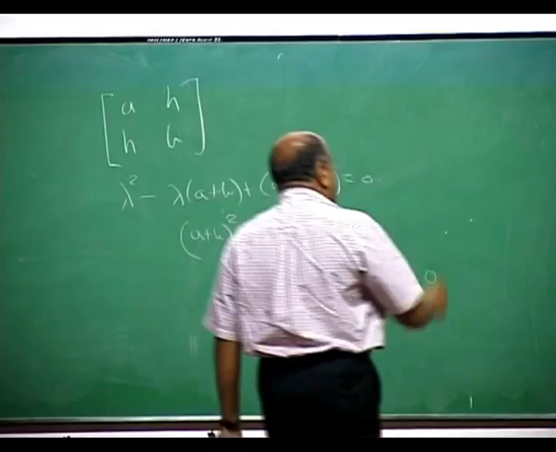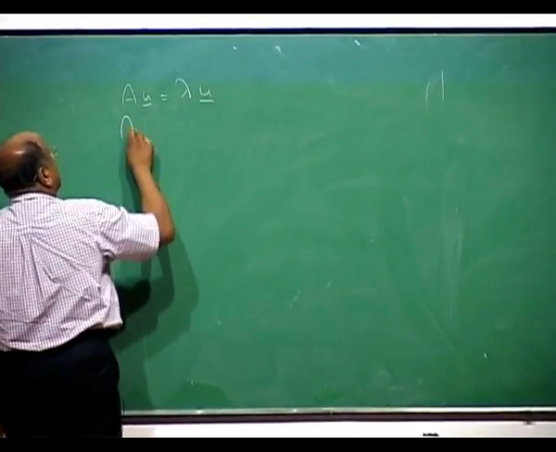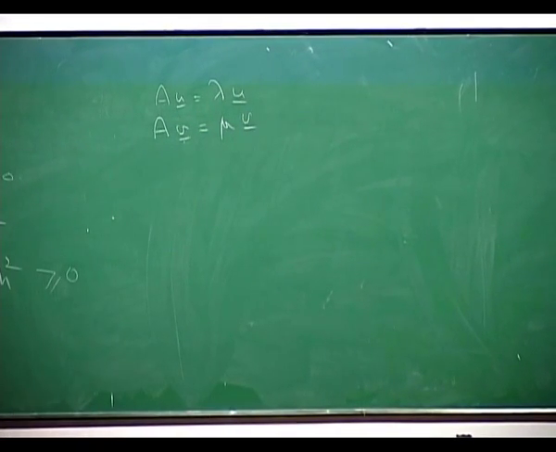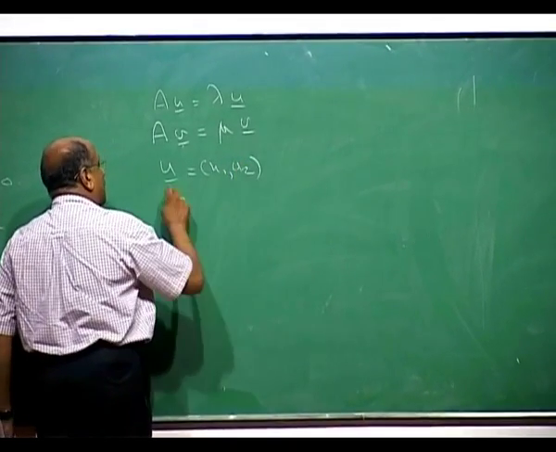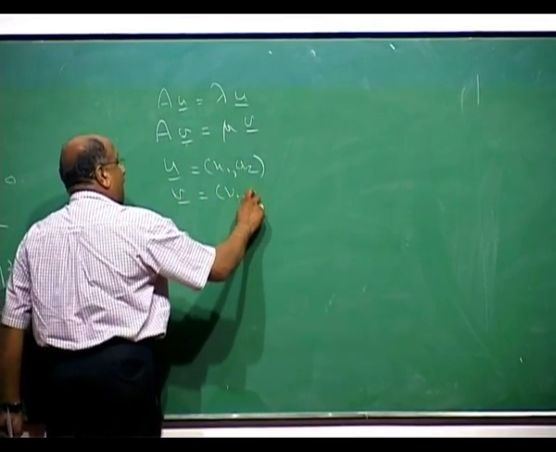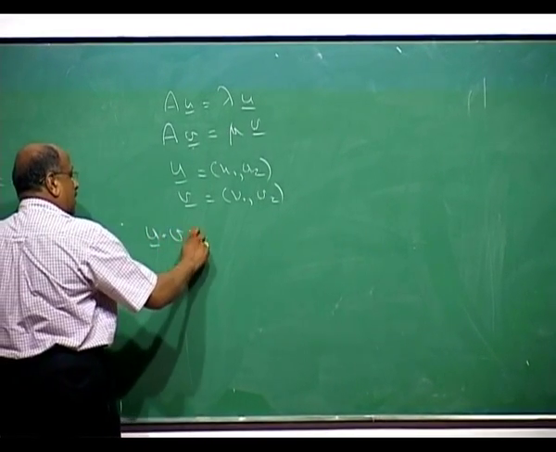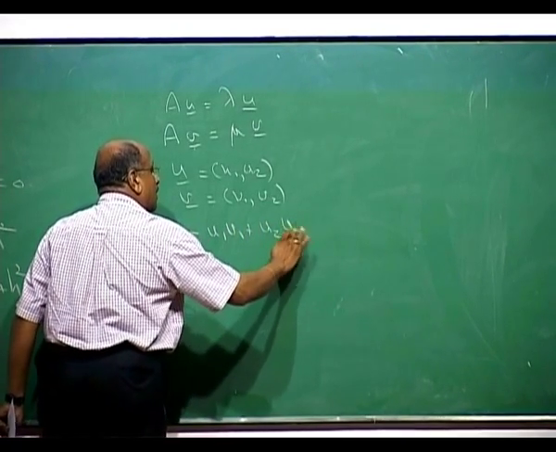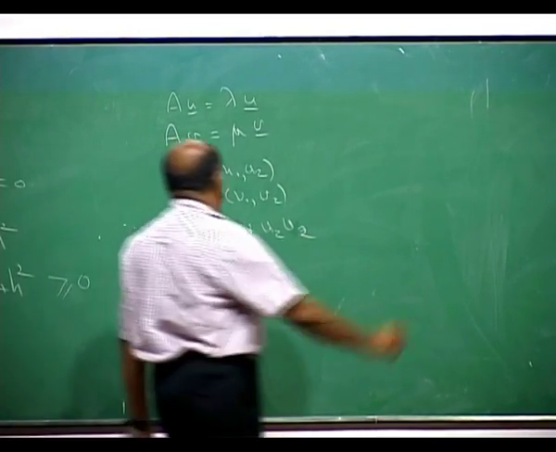So now let us take eigenvectors. So Au equals lambda u, Av equals mu v. Lambda and mu are the two eigenvalues of this matrix. So if you write U equals (U1, U2), V equals (V1, V2), let me take the dot product U dot V, which is U1 V1 plus U2 V2. So let us compute this dot product.